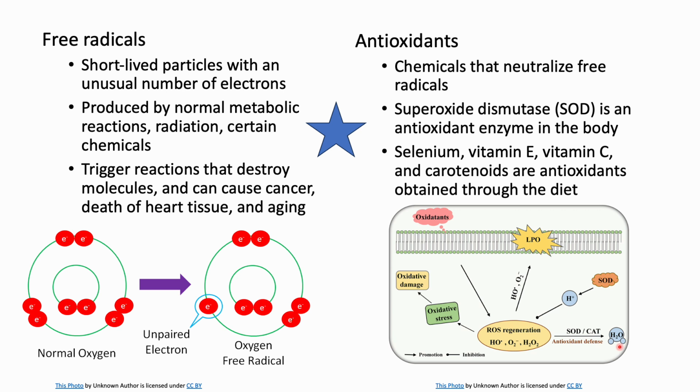Other examples of antioxidants are selenium, vitamin E, vitamin C, carotenoids. So that's why we need to have a variety in our diet, so we can get antioxidants into our system. So now when you go to the supermarket and you see rich in antioxidants, now you know why you need those antioxidants. All right.